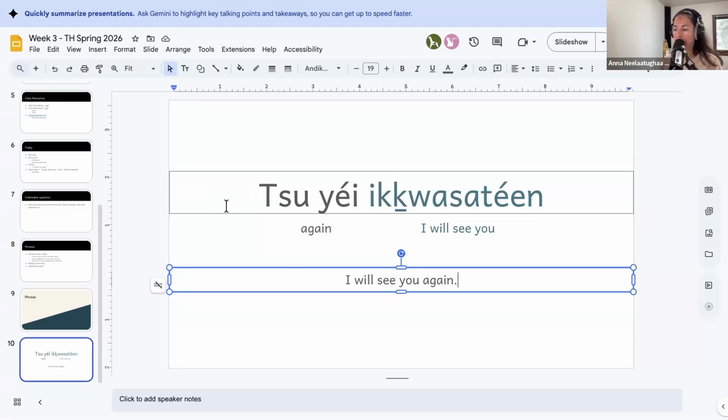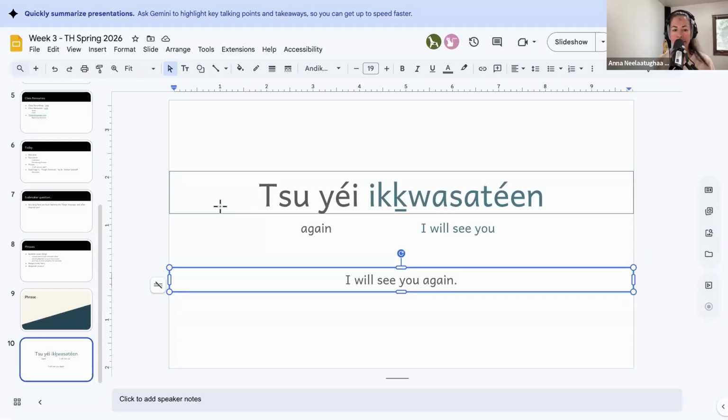Repeat after me. Tsuye ik kwa satine. Tsuye ik kwa satine. Good. Again. Tsuye ik kwa satine. Good. I will see you again.